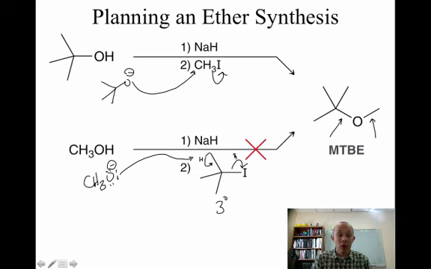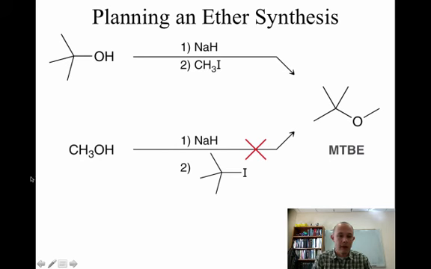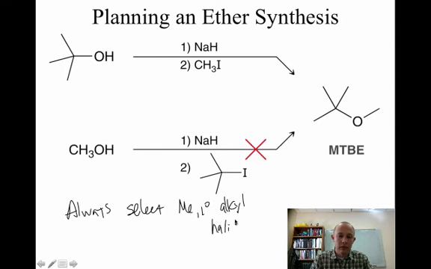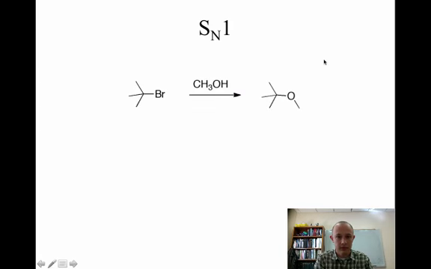So the moral of the story here is that for Williamson ether synthesis, you should always select a methyl or a primary alkyl halide for your group. So this is a methyl, this is tertiary. So we need to tack this piece on instead of this piece because that would undergo elimination. Let me show you another example.